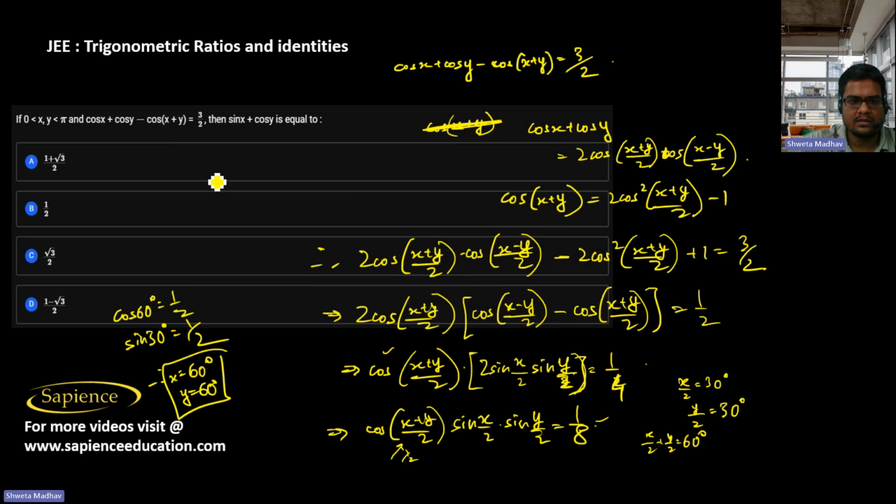So now we have to find the value of sin x plus cos y. So sin 60 plus cos 60 will be root 3 by 2 plus 1 by 2, that is (root 3 plus 1) by 2. So option A is the correct answer.